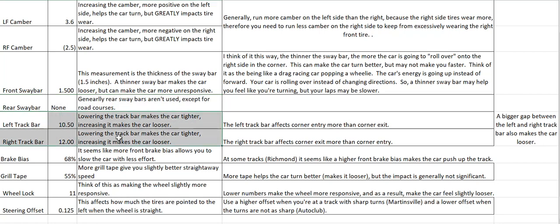The track bars. Track bars are one of my favorite adjustments. I love being able to mess with the track bars. Let me talk generally about track bars. The track bars, higher numbers make the car looser, lower numbers make it tighter. The number is how much you're raising and lowering that track bar when you're changing it, and that's in terms of inches. Now, the left track bar generally affects corner entry more than exit. The right track bar affects corner exit more than corner entry. The right track bar is a huge adjustment for me.